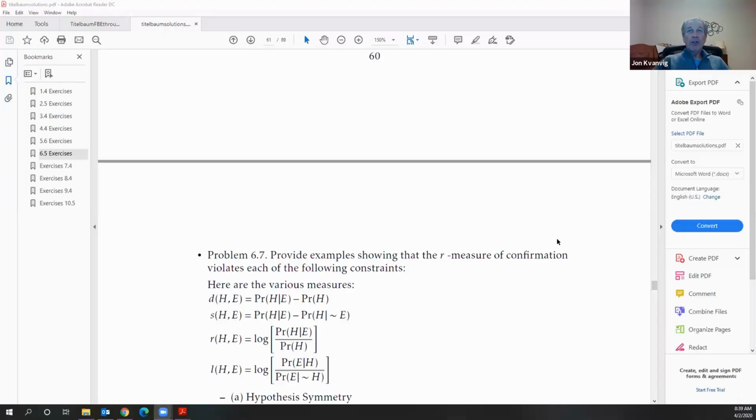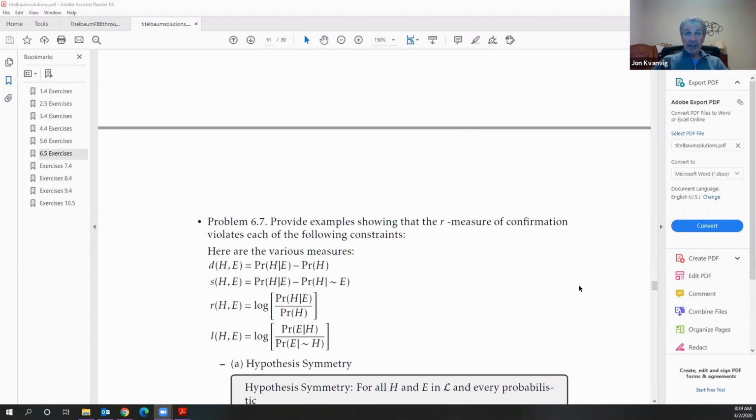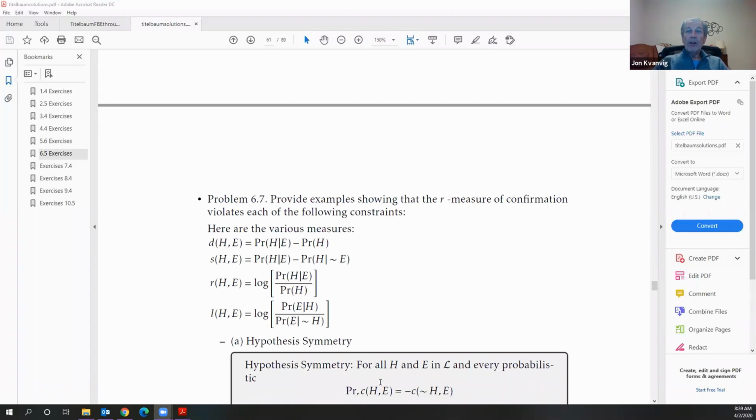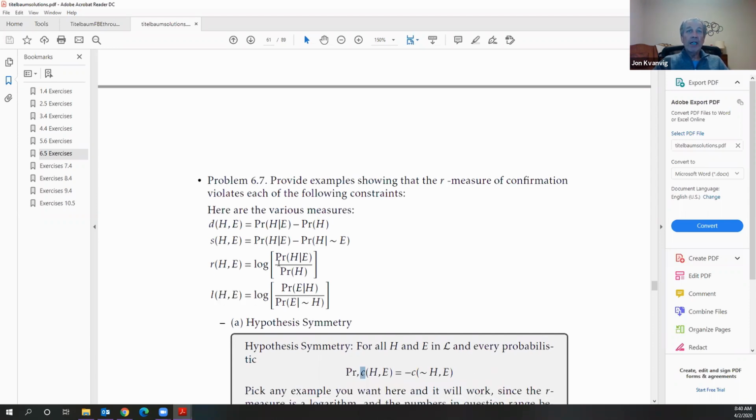We're supposed to show, and this is really going to be very easy for the first one, that the R measure of confirmation violates each of the constraints. So here's what we want. We want the positive degree of confirmation to equal the negative degree of disconfirmation between H and E. So if this is a positive number, it doesn't matter what the number is, say it's 17, this should be minus 17. If this is 0.2, this should be minus 0.2. All right, now as soon as you see that formula, if you understand how log measures work, you'll see that there's no way that's ever going to happen.